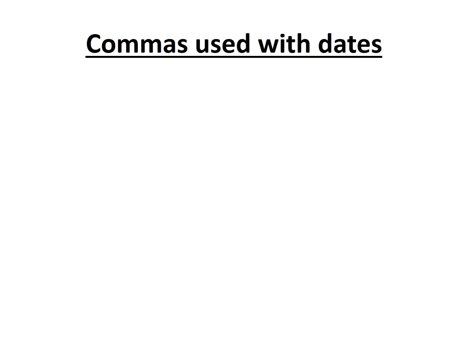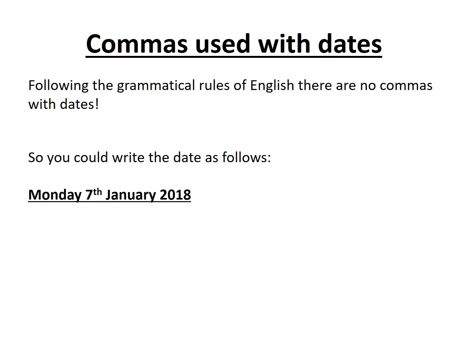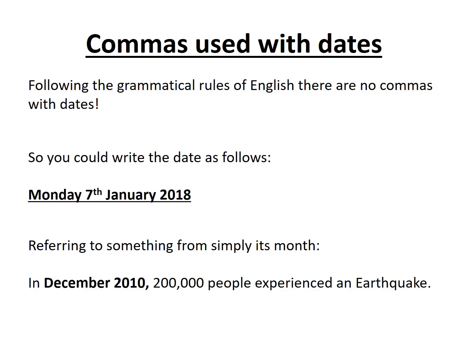So the grammatical rules of English say that there are no commas used with dates, ever. So you could write the date as follows, and you should be correct. Monday the 7th of January 2018. Referring to something from simply its month might sound a bit more challenging, but let's look at the example. In December 2010, 200,000 people experienced an earthquake. We split this sentence into its clauses. In December 2010 is the person setting up the scene with a comma, because it's in a sentence.